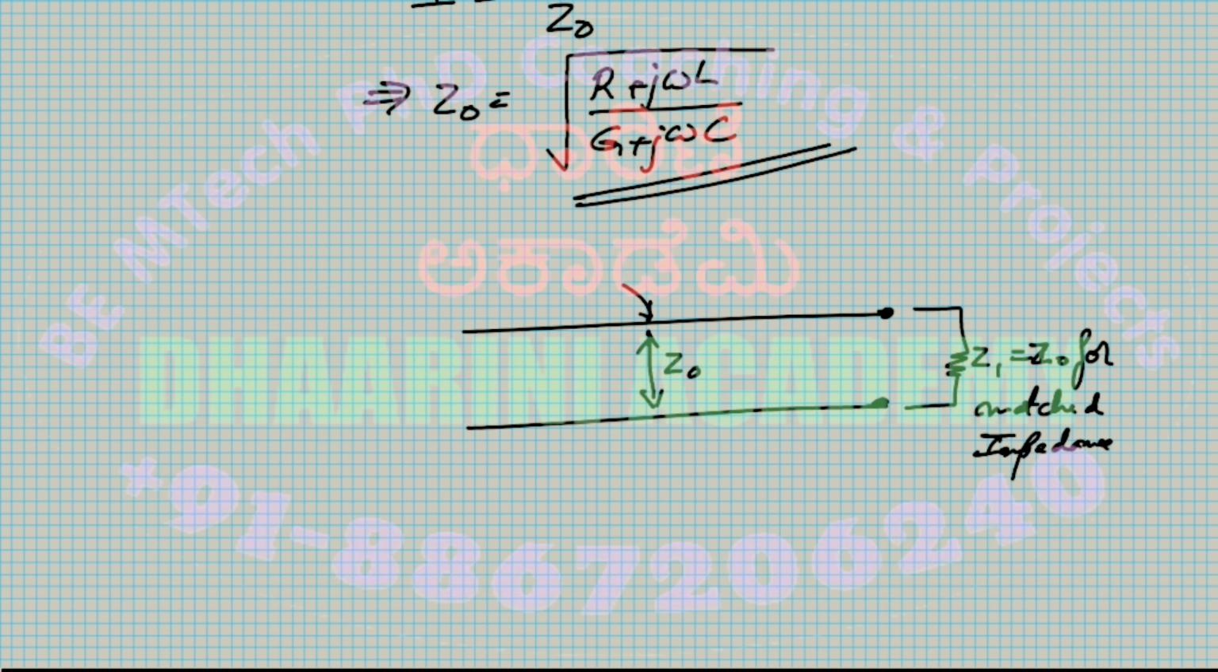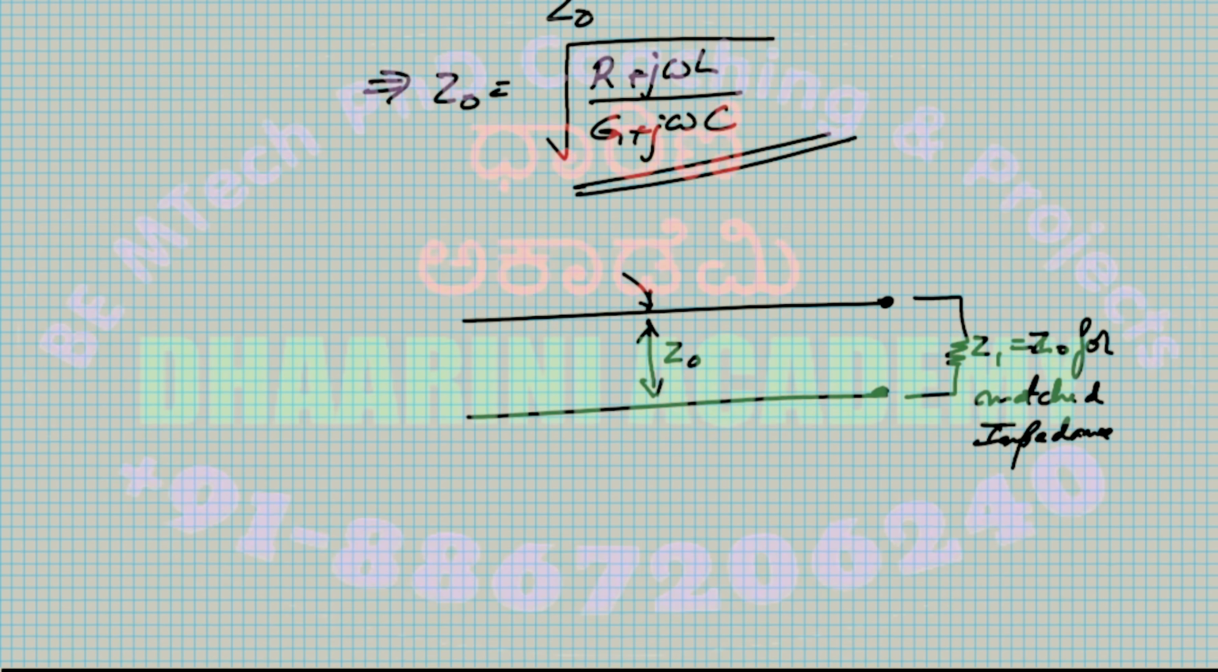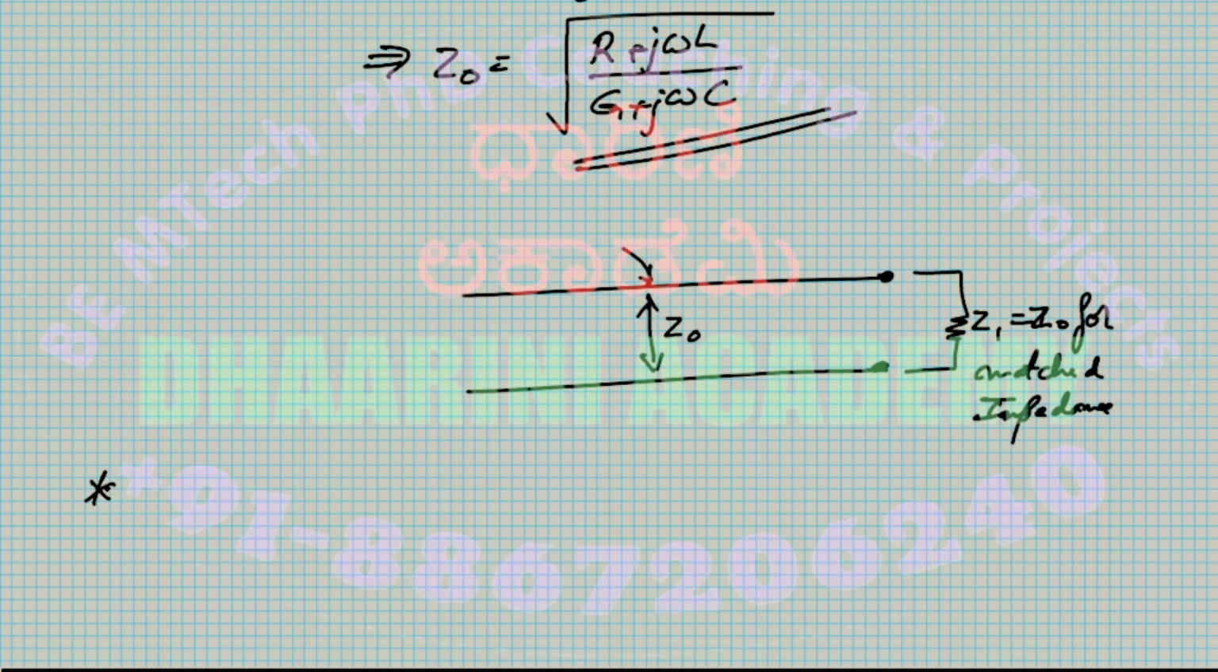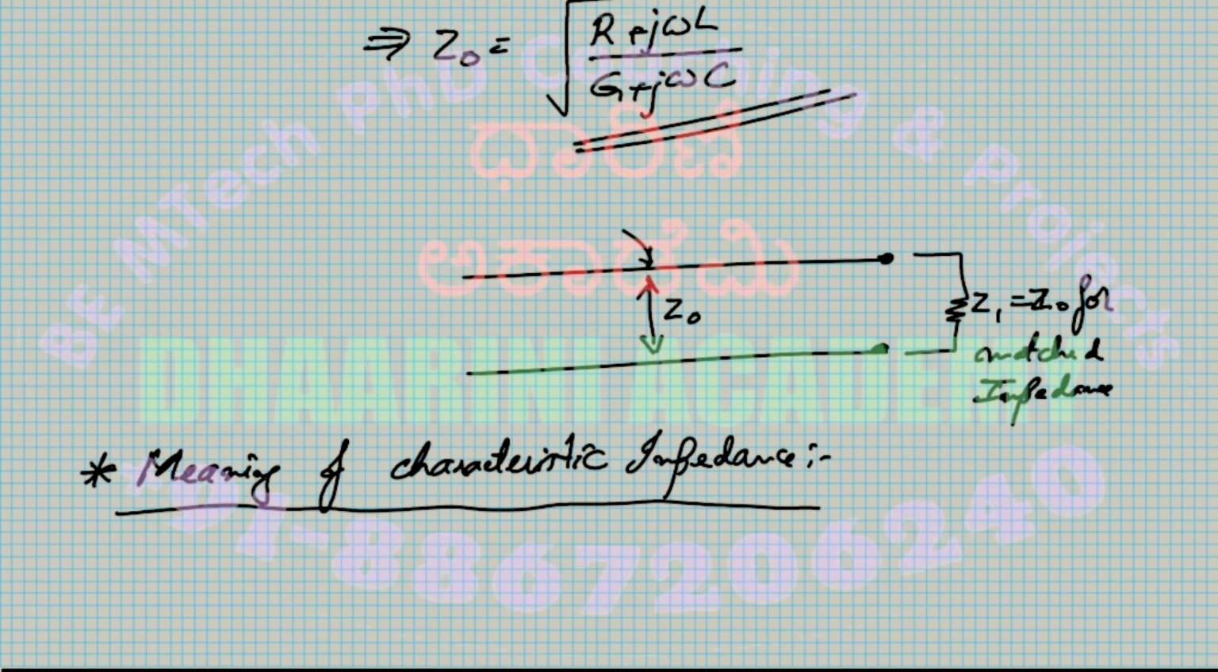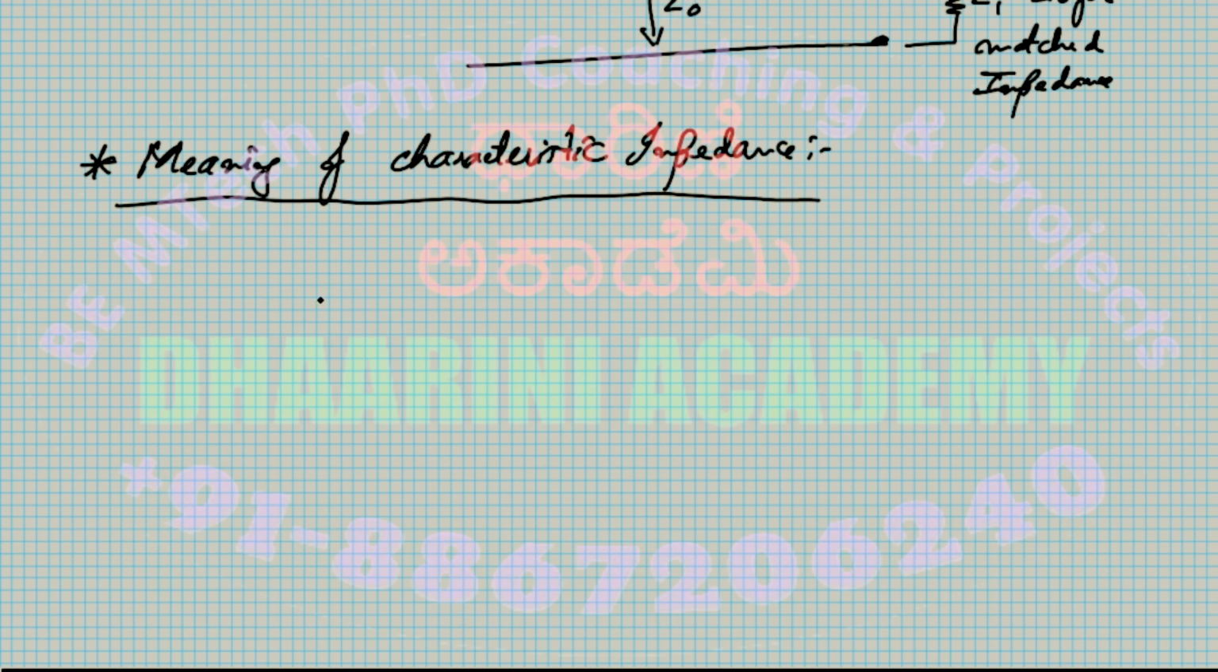So that's the load you need to connect at the input. So, okay, let me write a point here. This is the meaning of what you call the characteristic impedance. So we defined it in several ways, but physically, how does it matter, right? That's the first point under this.